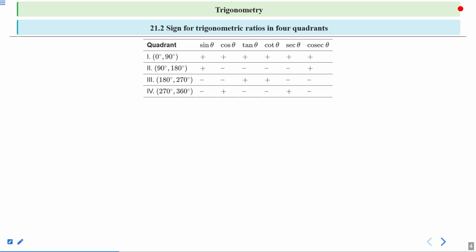In the same way, in the third quadrant between 180 and 270 degrees, tan and cot will be positive and others are negative. So sine negative, cos negative, tan positive, cot positive, sec negative and cosec negative. In the fourth quadrant, cos and its inverse, sec, will be positive and others negative. So sine negative, cos positive, tan negative, cot negative, sec positive and cosec negative.